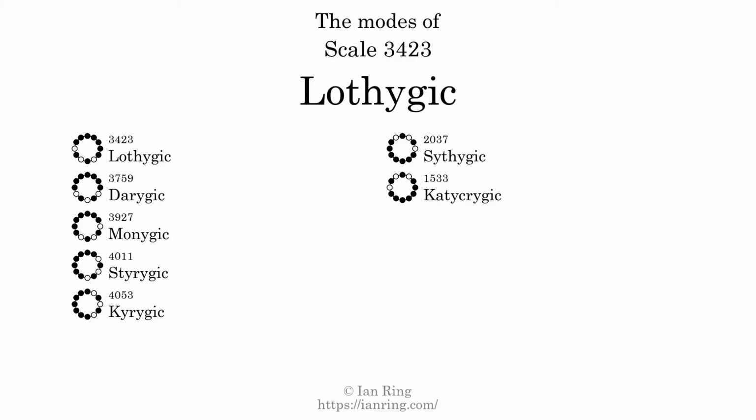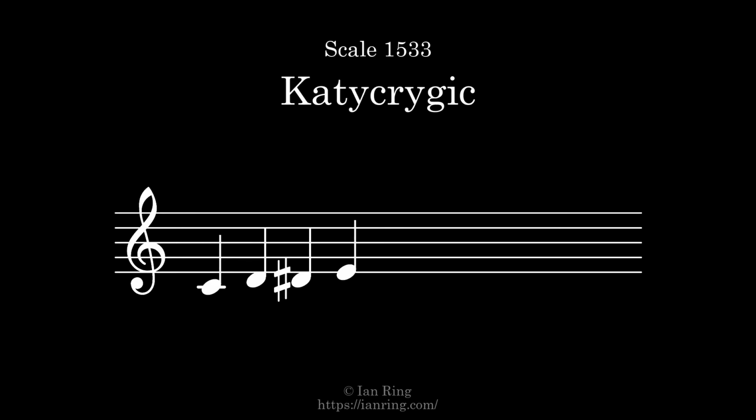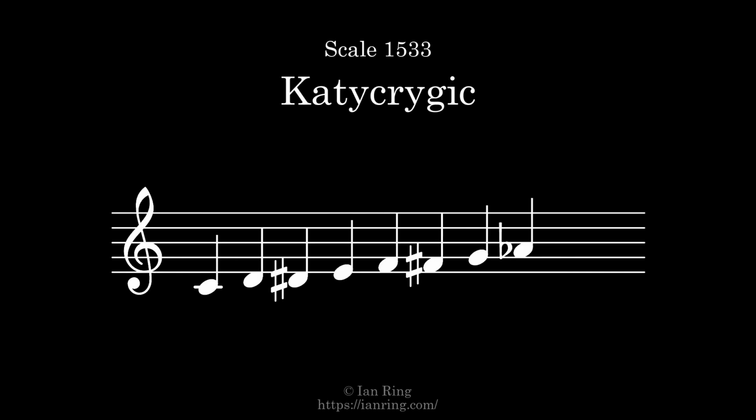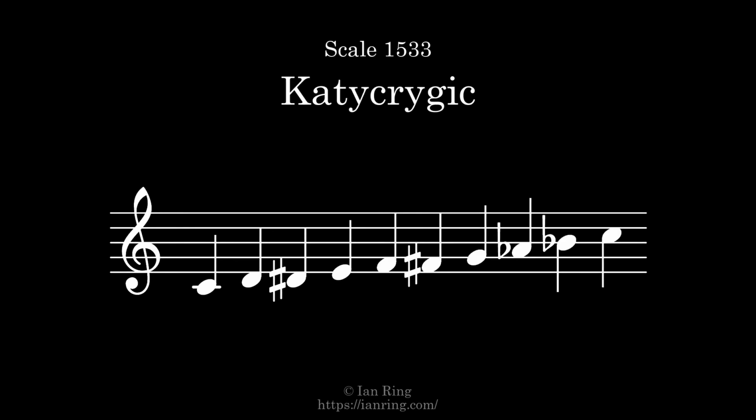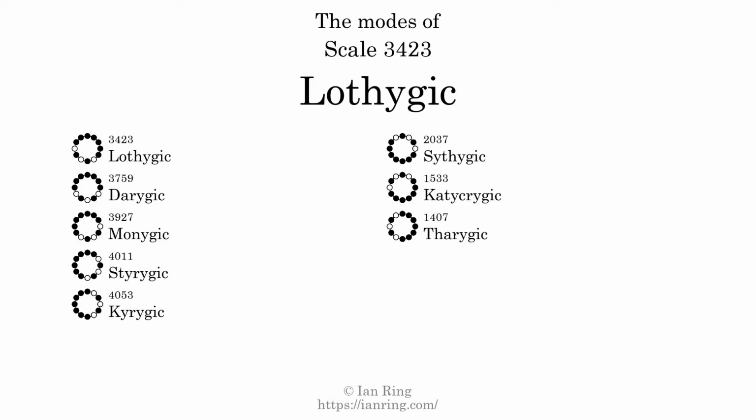The seventh mode is scale 1533, also known as Catacritic. It sounds like this. The eighth mode is scale 1407, also known as Theorejic. It sounds like this.